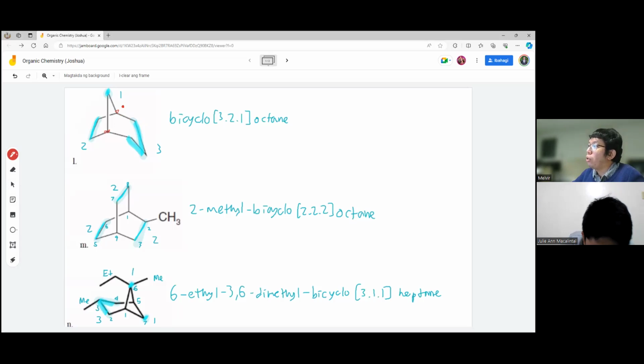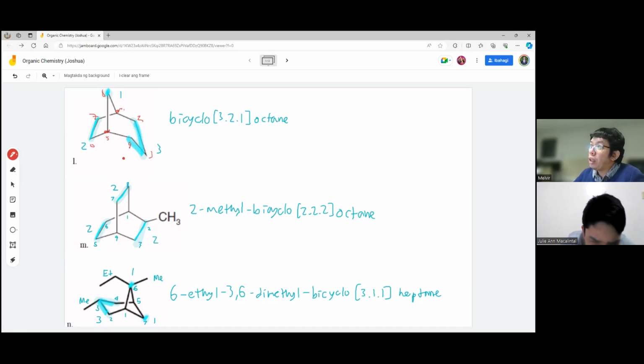So here, either 1 or 2. Your 1 is either here or here. Since you don't have any substituent to decide, and then the rule is, you need to start in the bigger ring. So this is 1, then 2, then 3, 4, 5, 6, 7, and then 8. Okay, so we have no problem here.